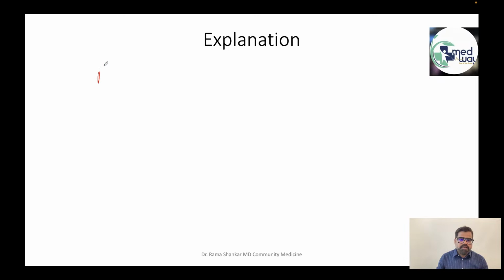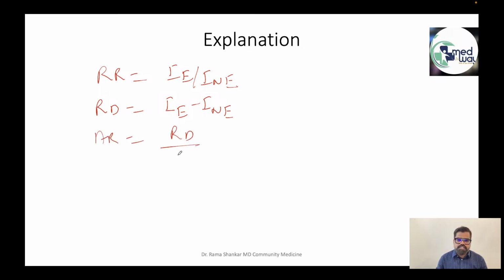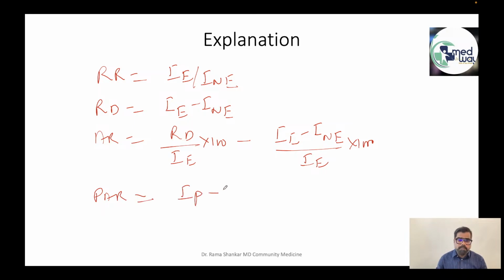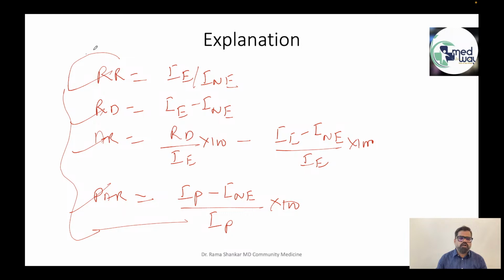So the summary is, relative risk is equal to, if I put all the formulas together for your better understanding, incidence in exposed divided by incidence in non-exposed, that is the ratio. Risk difference is equal to incidence in exposed minus incidence in non-exposed. Attributable risk is risk difference out of incidence in exposed into 100, which in the books is written incidence in exposed minus incidence in non-exposed out of incidence in exposed into 100. And PAR is incidence in population minus incidence in non-exposed out of incidence in population, and you are just expressing it as a percentage. These are the things which you need to understand, and these are all related to cohort study, right? So this will help you to solve all the questions.